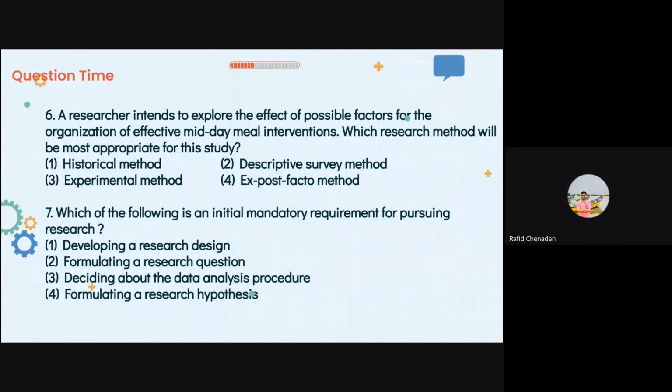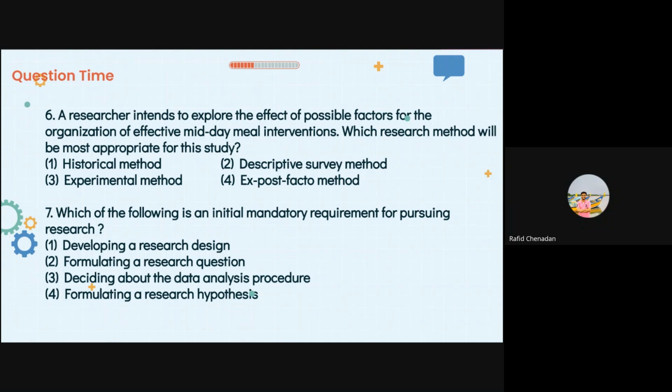So when it comes to ex post facto, you are simply studying the event that happened already. So you have an event that is already there, that is a midday meal program, and you're studying the program using the survey and other tools. So ex post facto is a more appropriate answer.